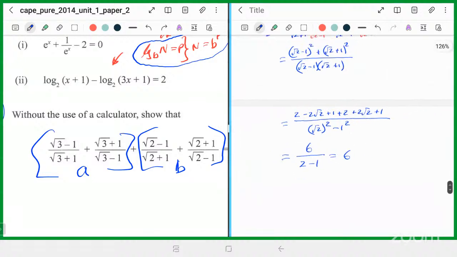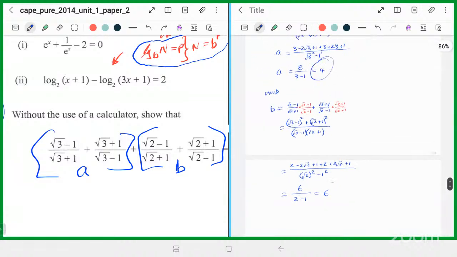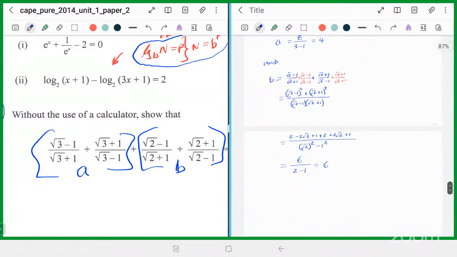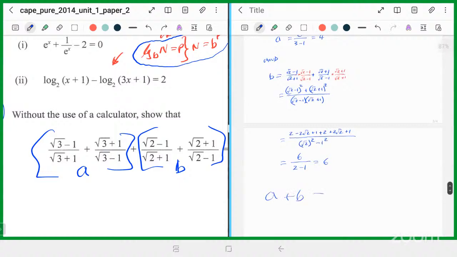So the A is 4 here, and the B is 6. And the result is A plus B must be 10. Therefore, that is it.